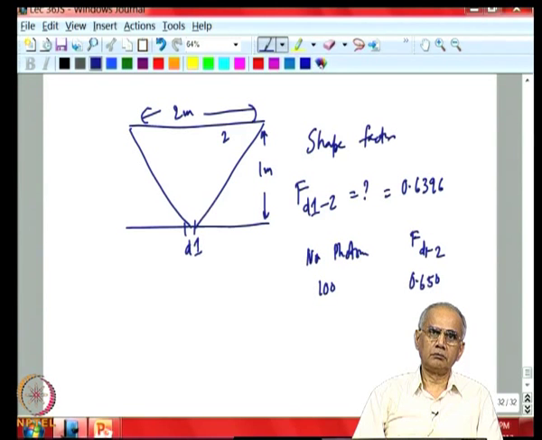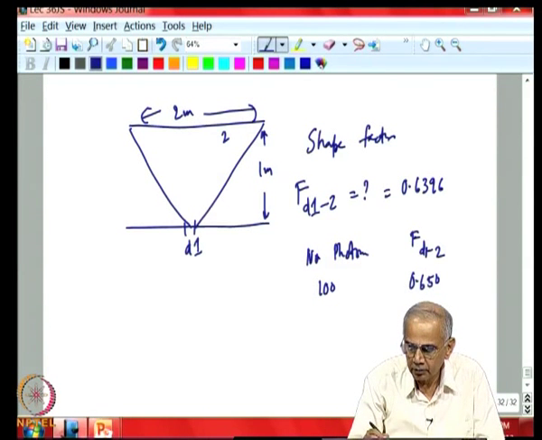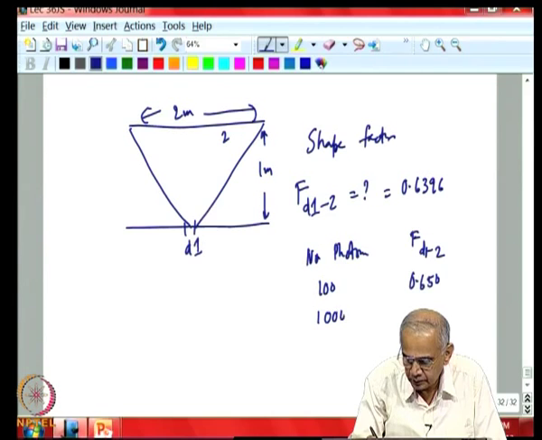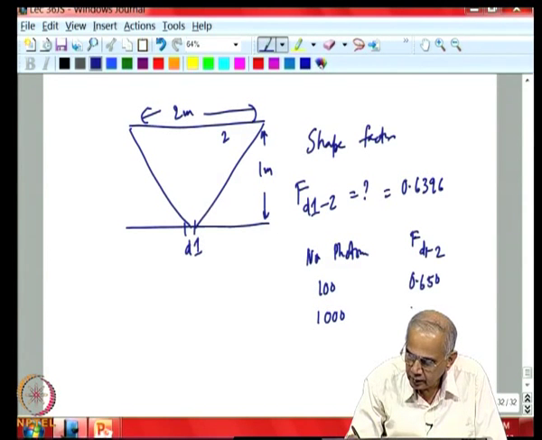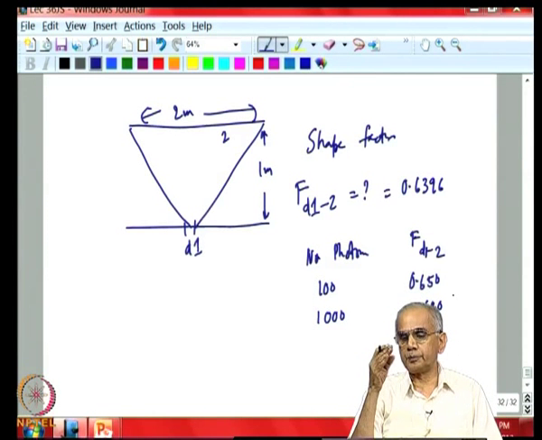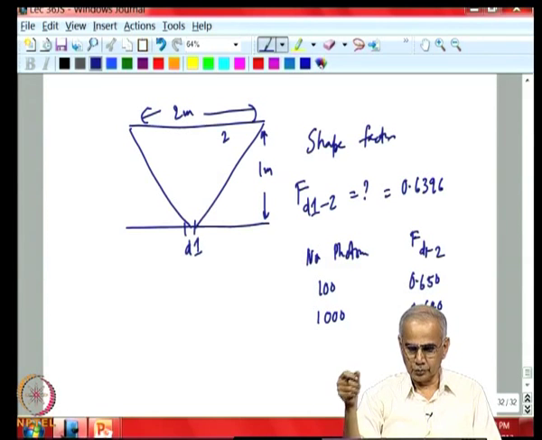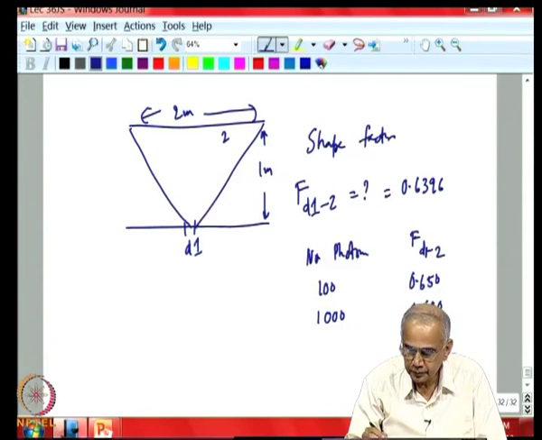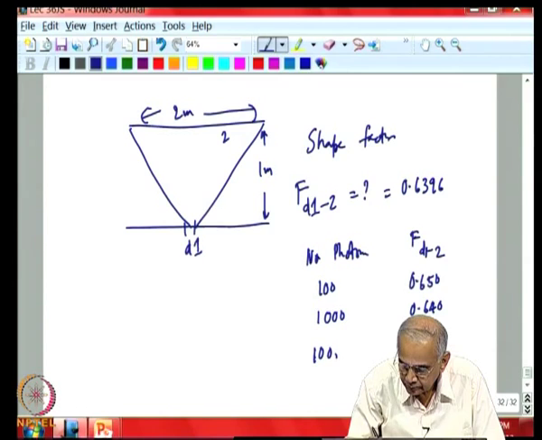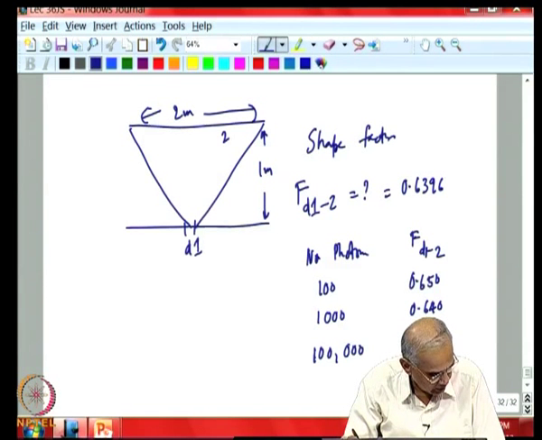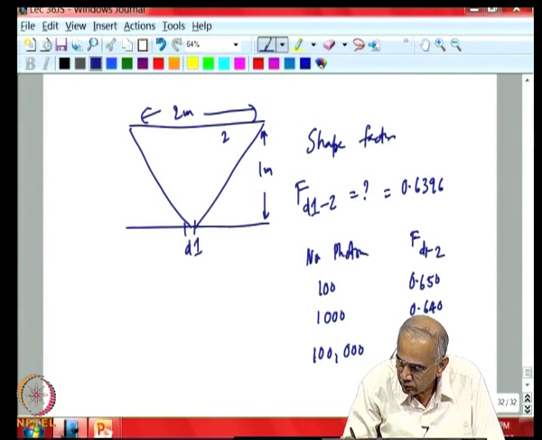Let us say you are more ambitious, you want a more accurate answer, then you go for 1000 photons. And the answer for that comes to 0.640. This is pretty good. Here the error is 0.004 in 0.64. So, the error really has gone down substantially, but you are still not satisfied. You can go to 100,000 photons and you will get an answer something like 0.6395.